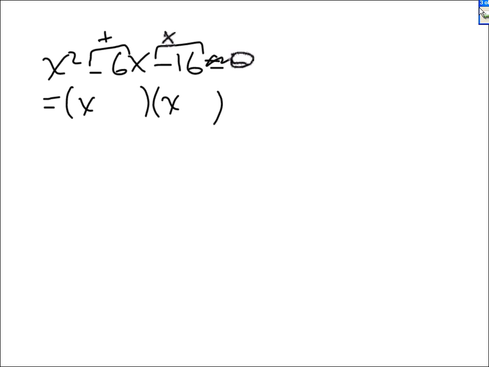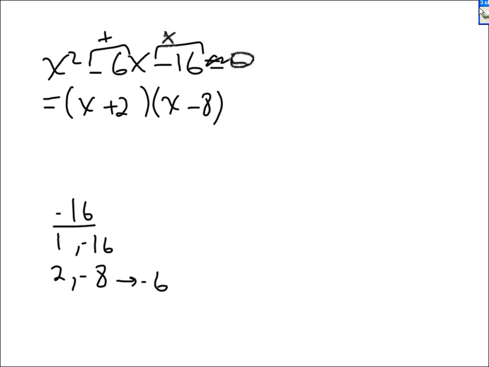Well, 16, or negative 16. You have 1 and 16. The larger number should be negative. You have 2 and negative 8. I'll stop right there. They add up to negative 6. That tells me to put plus 2 here, and the minus 8 there, and I say that was not bad. That problem is now done. Find two numbers that multiply out to negative 16 and add up to negative 6.